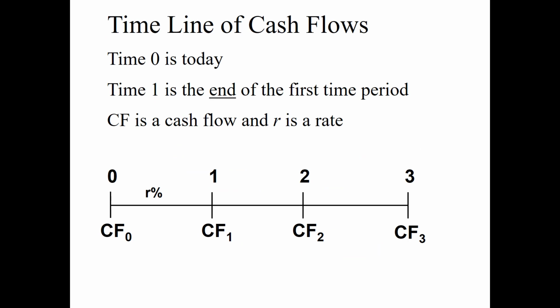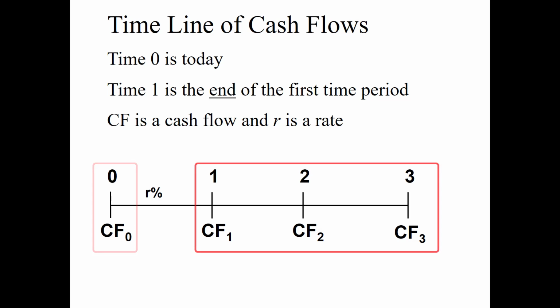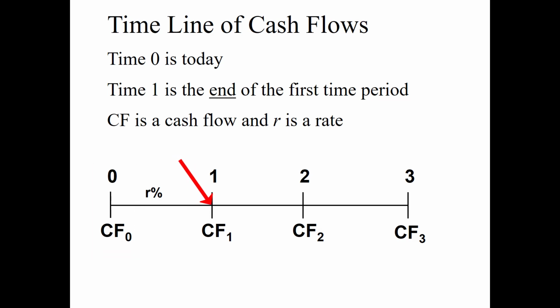This is an example of a very simple series of cash flows. What we should know is that time 0 is today. Time 1, 2, and 3 are also listed. Time 1 is at the end of the first time period, and unless otherwise noted, we assume that the cash flows will always occur at the end of the time period. CF is going to be an abbreviation for cash flow, and our R is going to be the rate that we earn per some time period.